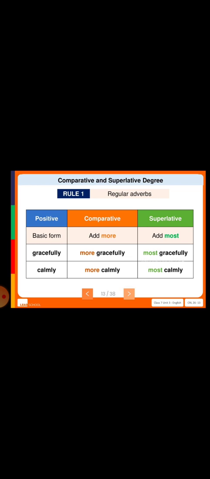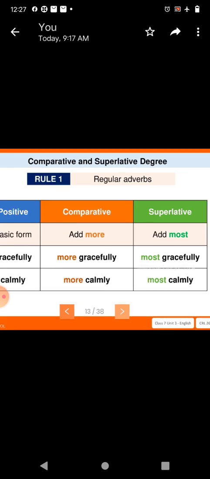Gracefully, more gracefully, most gracefully. Calmly, more calmly, most calmly. Then rule number 2, short adverbs. As we saw in the previous lesson, the CVC rule, where C stands for consonant, V stands for vowel, and again C stands for consonant. Here, hot, for example: H stands for consonant, O stands for vowel, and T stands for consonant. So the CVC rule has been applied.